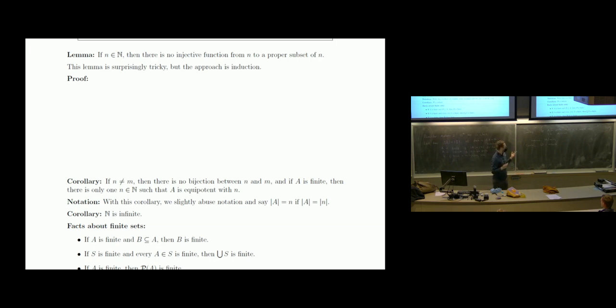So how would we prove that? Well, to show it's infinite, we have to show it's not finite, which means we have to show there is no bijection between omega and an element of omega, right, which is a natural number. So you'd have to show there is no bijection between n in omega and omega itself. And you can think about how you can prove that.